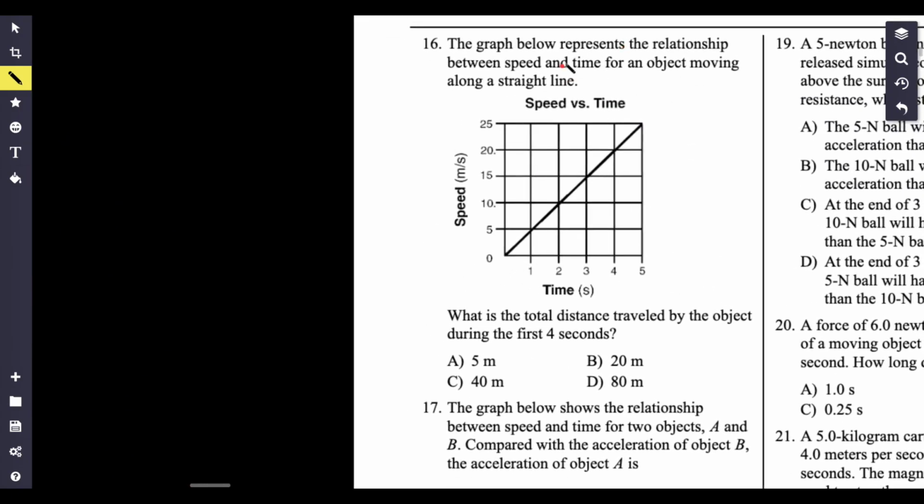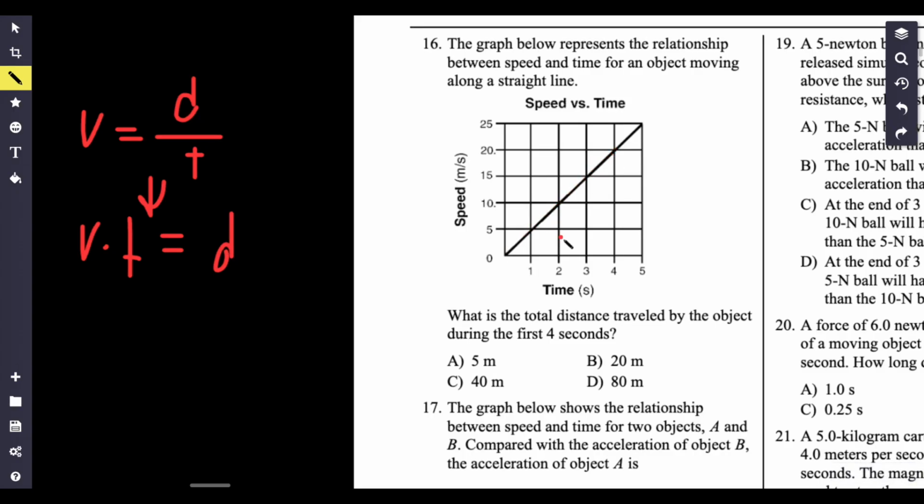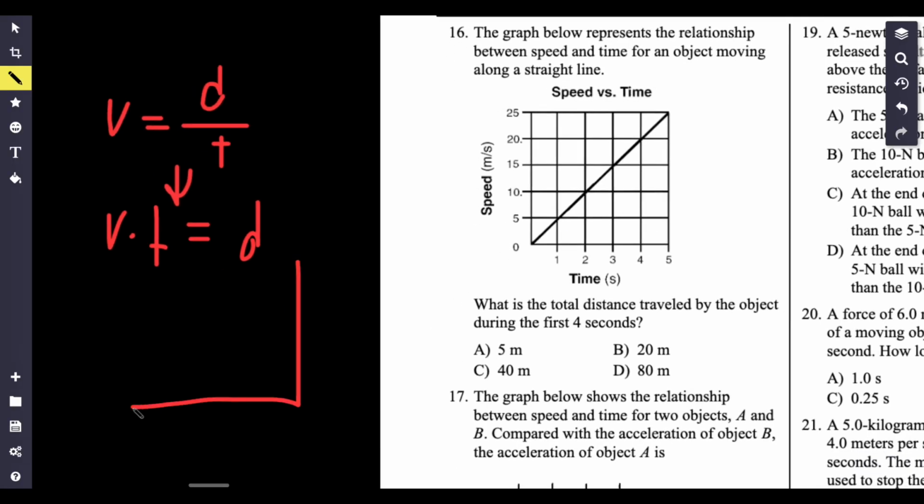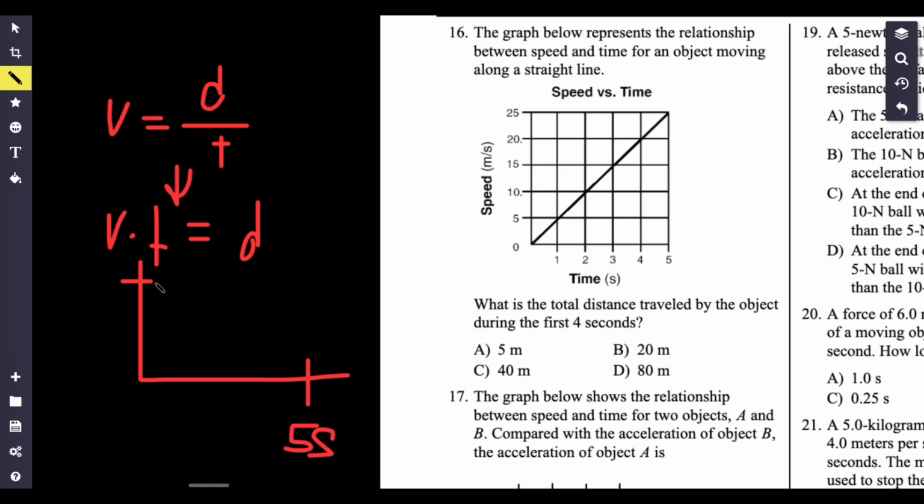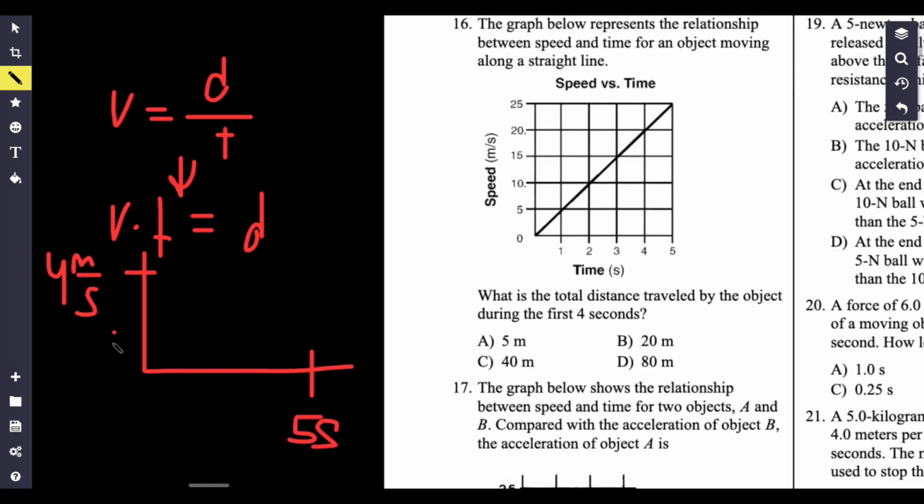The graph below represents the relationship between speed versus time. What is the total distance traveled by the object for the first 4 seconds? How do we do this one? I know that speed is equal to distance over time. So if I multiply speed and time together, I'm going to get the distance. But how do we do this for a speed that's constantly changing? Well, consider a graph like this, where the speed is constant. Let's say this goes on for 5 seconds, and my speed is 4 meters per second, and I want to find the total distance.